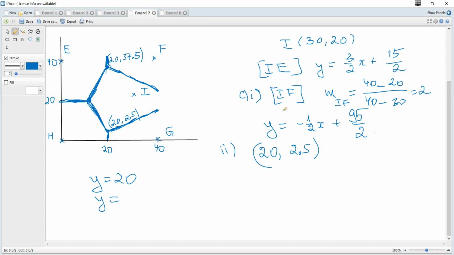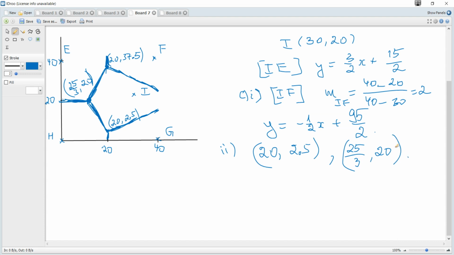Y is 3 over 2x plus 15 over 2. So we get that 3 over 2x plus 15 over 2 is 20, and multiplying by 2, you can see that x is what? 25 over 3. It's 25 over 3, and y is 20. 25 over 3 and 20.